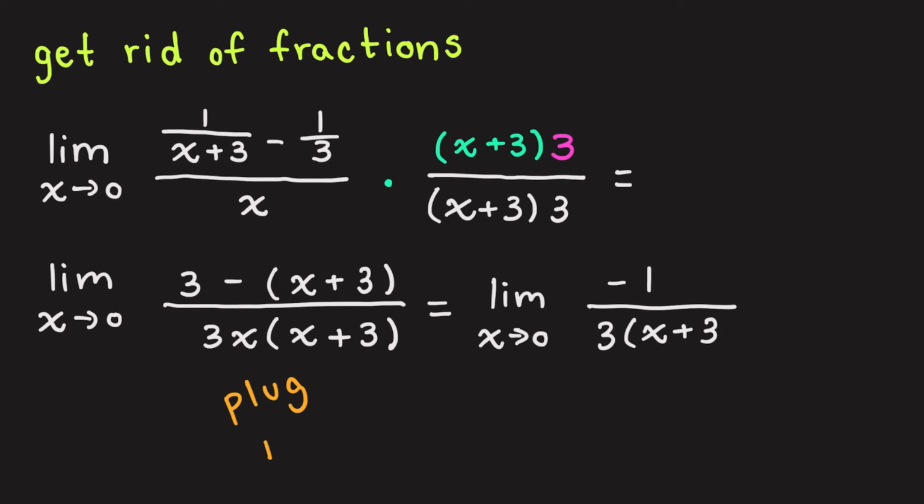So now we can finally plug it in. So after plugging it in, we have negative 1 all over 3 times 3, which is negative 1/9, our final answer.